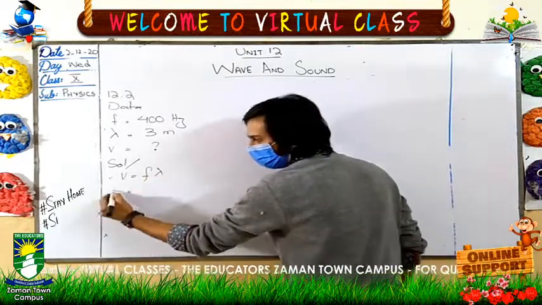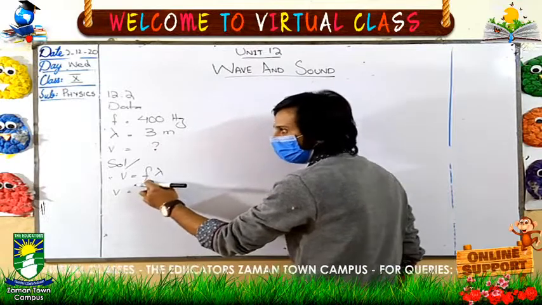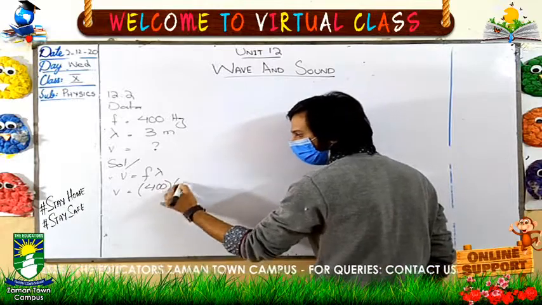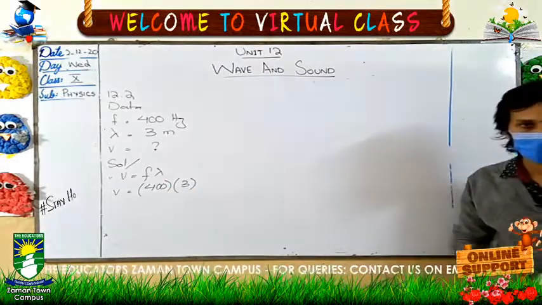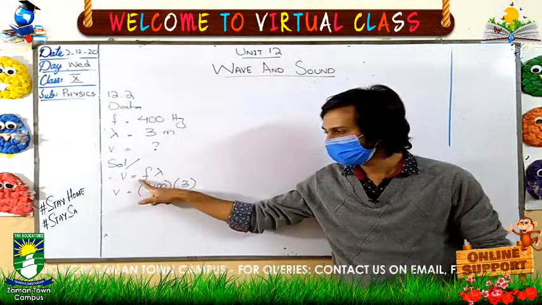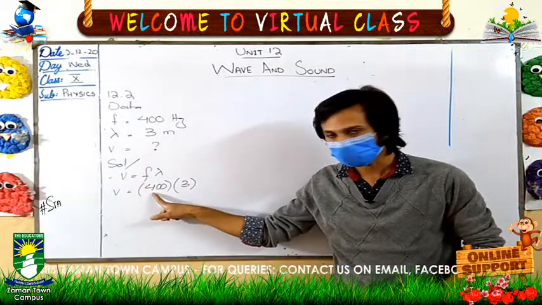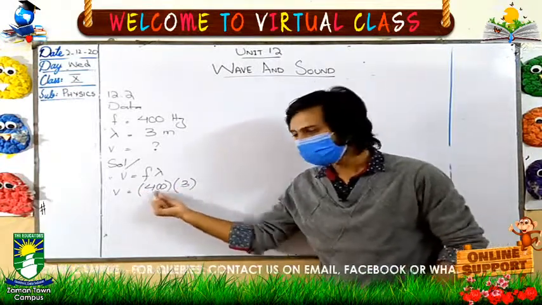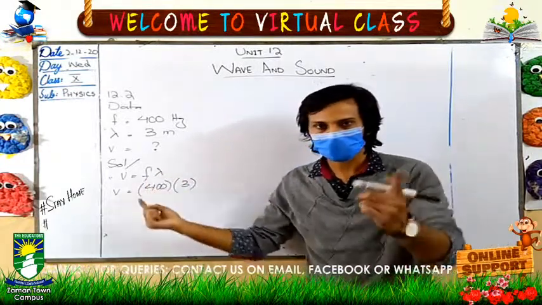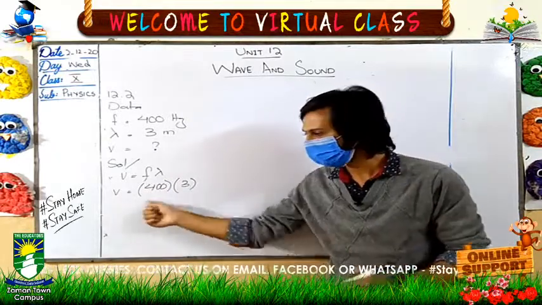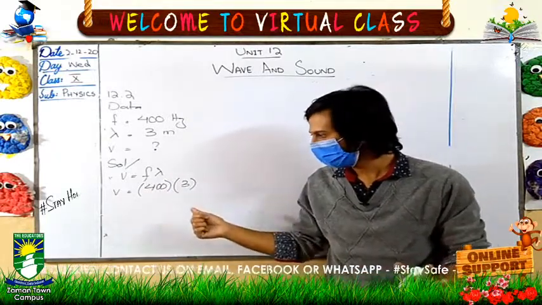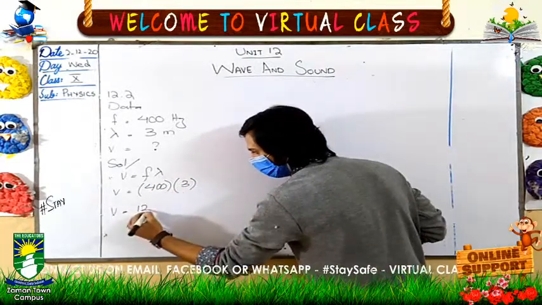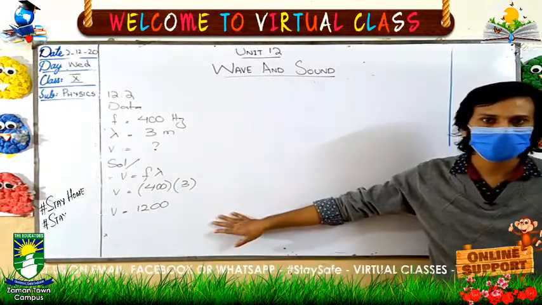So putting the values: v remains the same, equal sign remains the same. In place of frequency I am putting 400. Now in place of lambda I am putting 3. Now what is happening? There is no sign between them. It means there is a sign of multiplication. So these two values are multiplied with each other. So I am multiplying them. 4 3s are 12 and 00. This will be the answer, class.